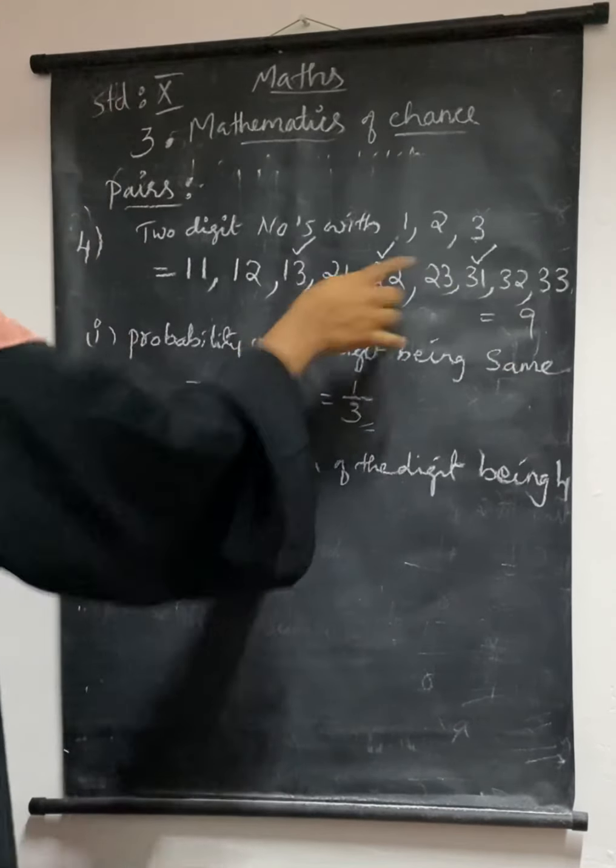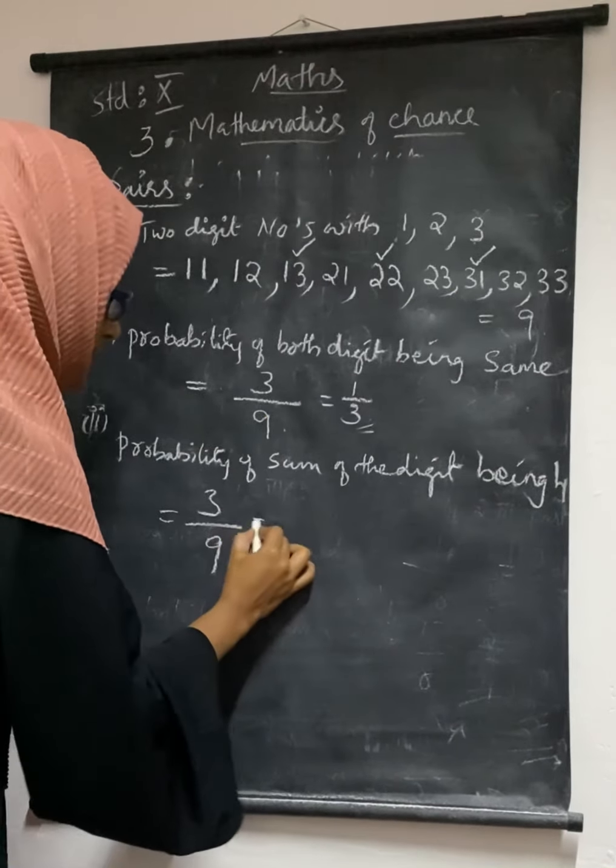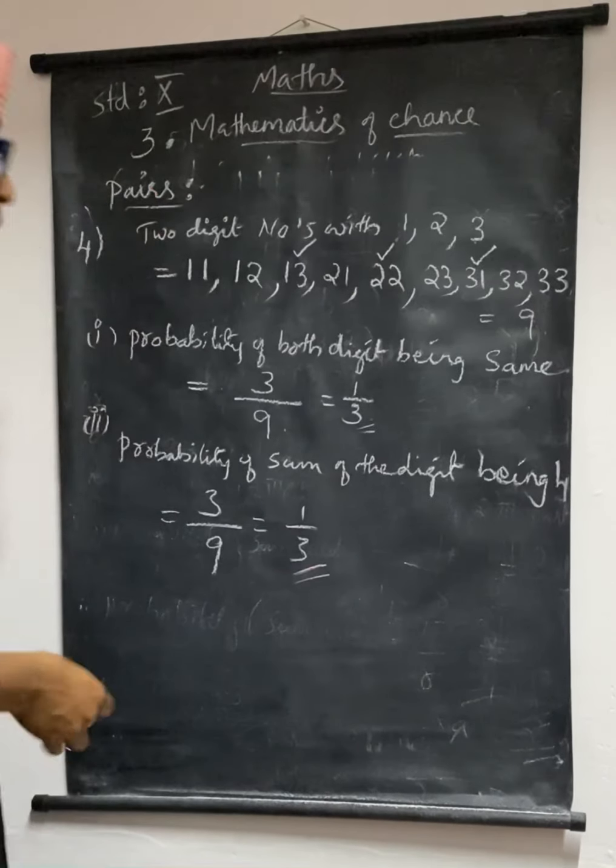I can choose those. So how many are there? 3. So 3 by 9, so it will be 1 by 3. So this is the probability.